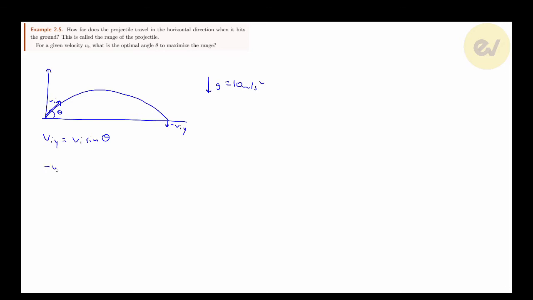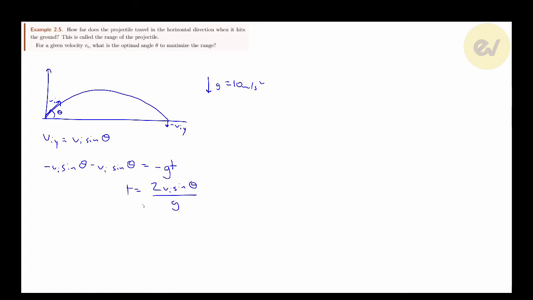So we could, for example, say the final velocity, negative v_i sine theta, minus the initial velocity, is equal to the acceleration of the object times time. Acceleration is negative g, by the way, because it points downward. And so if we solve this, we get that time is equal to 2 times v_i sine theta over g. Again, this is just 1D kinematics, just in the vertical direction.